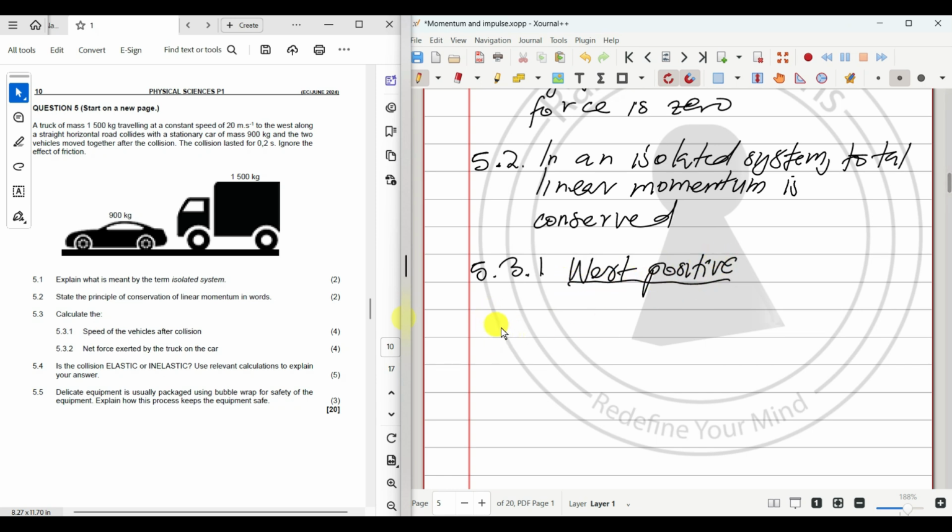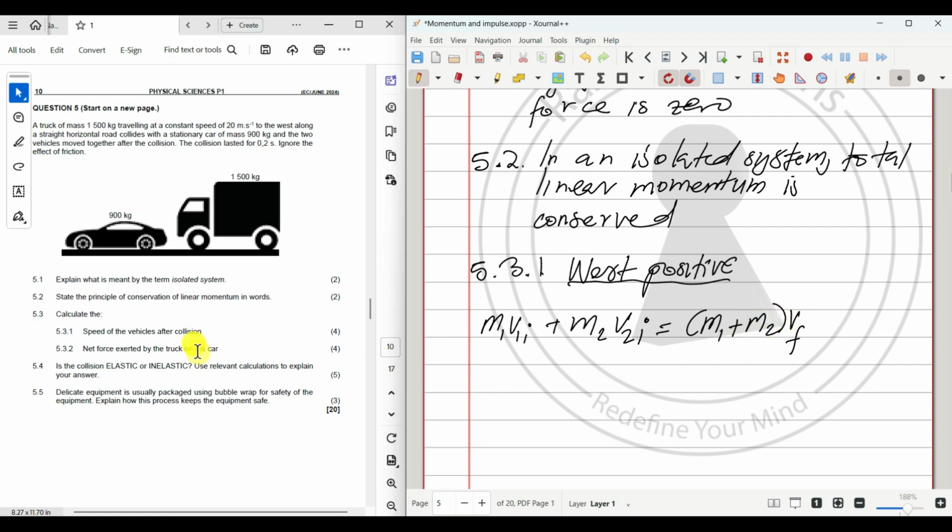Now, what do we say? M1V1 initial plus M2V2 initial equals M1 plus M2, in brackets, multiplied by V final. This is because they said after the collision the vehicles moved together. So what is mass 1?